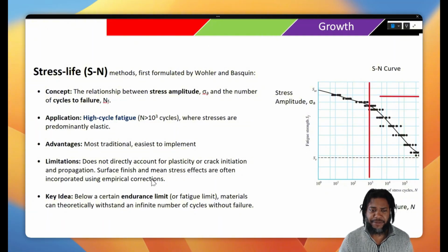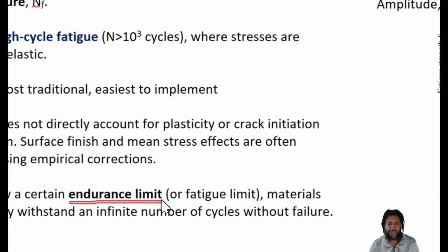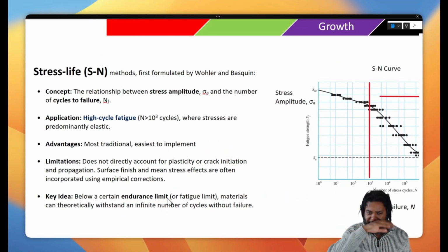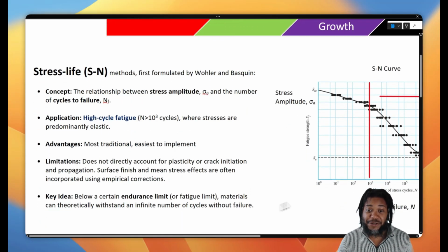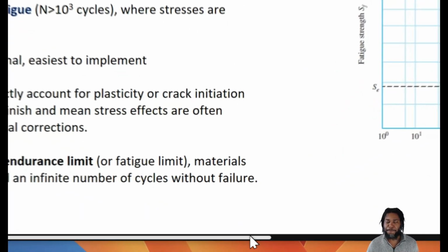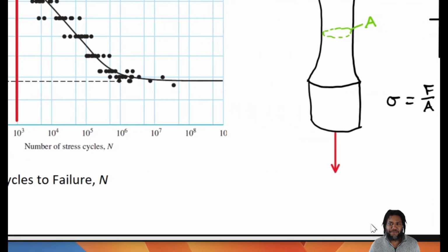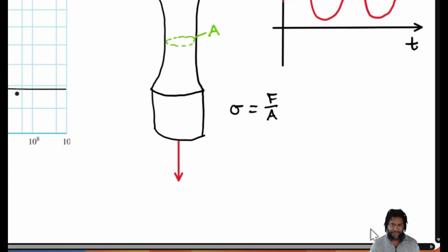And the key idea behind this method is that below a certain stress amplitude, there exists an endurance limit, a value of cycling stress below which a part can have infinite life, meaning it can survive an unlimited number of cycles, right? Now, what does this method actually look like?